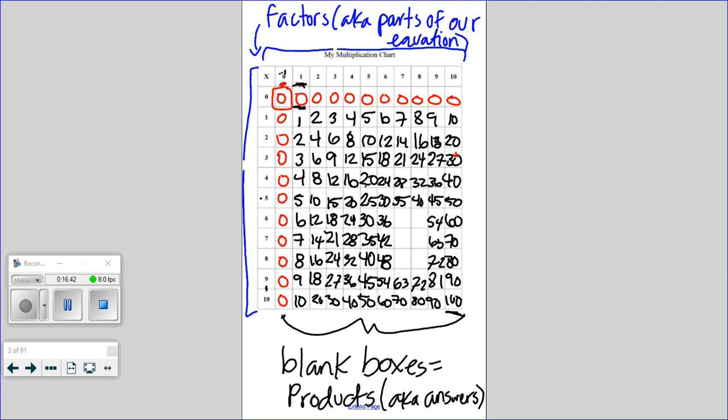Sum correct for addition, product for multiplication. Order will not change my answer, right? Yep, order might matter for my picture, but it's not going to change for my answer. All right, we filled in 6 times 6.